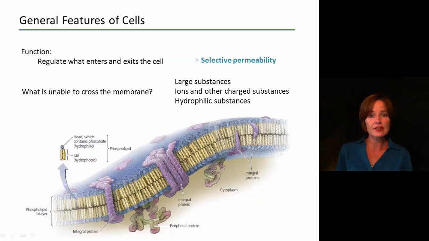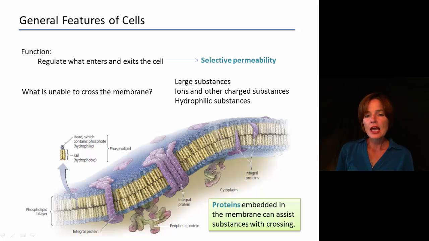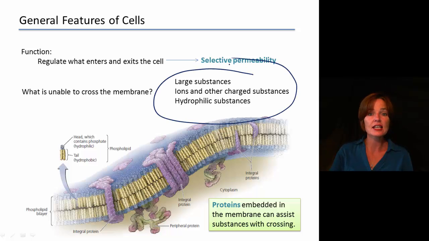Now, sometimes the cell definitely needs some large things to cross, or some ions or hydrophilic substances to get across. So the way that they will actually help those get across or select them for crossing is going to be the proteins. And that's why I describe the proteins a lot of times as a functional part of the membrane, because they get to make those determinations. So the embedded proteins, they will assist with the substances crossing, and the things that they would be assisting with would be all of these that can't get across on their own.